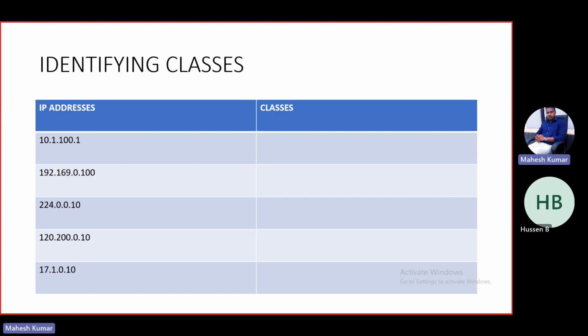In class A, this is how we identify the class. What is our range in class A? How will you identify whether an IP belongs to class A, class B, or class C?